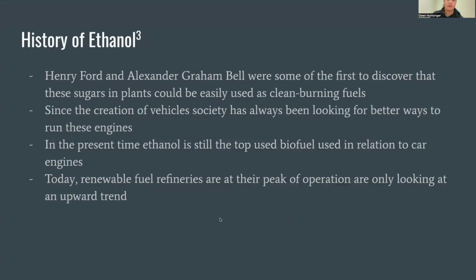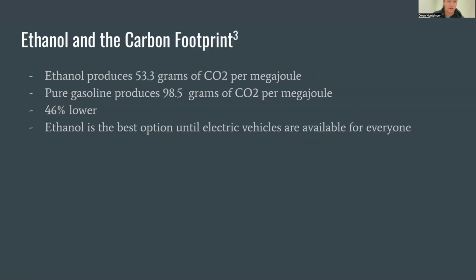So, the history of ethanol. Henry Ford and Alexander Graham Bell were some of the first to discover that sugars in plants could be easily used as clean burning fuels. Of course, they're not the ones that did the science, I would imagine. Since the creation of vehicles, society has always been looking for a better and cleaner way to run engines. In the present time, ethanol is still the top used biofuel in car engines. And today, renewable fuel refineries are at their peak of operation and are only looking at an upward trend until electric vehicles take over.